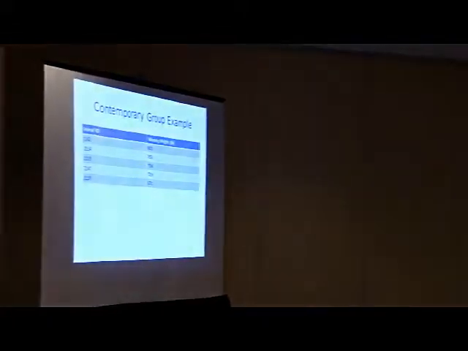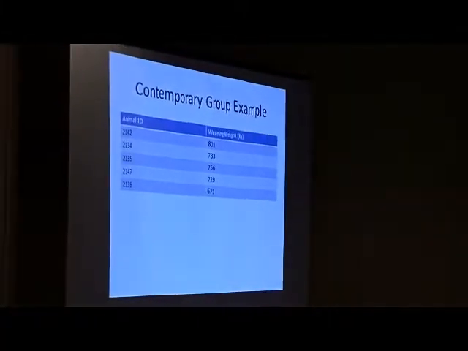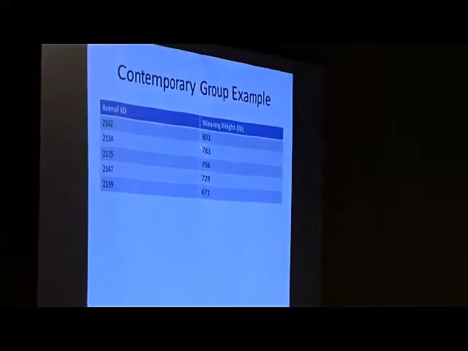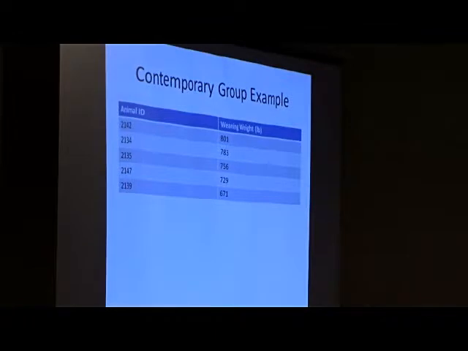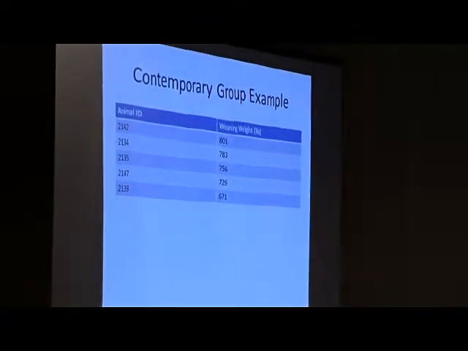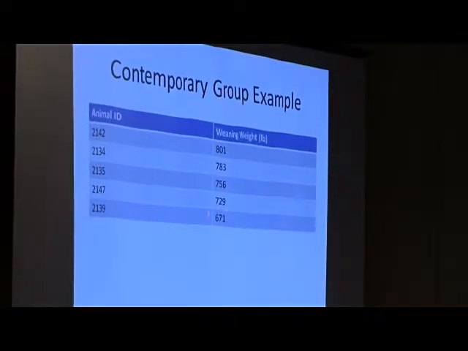Now, I'll give you an example. Here's a contemporary group with 5 animals in it. We have their IDs on the left, and their weaning weights are on the right. And I ordered the weaning weights from highest to lowest, okay? So animal 2142 has a weaning weight of 801. And as we go down, the lowest weaning weight in the group is 671.